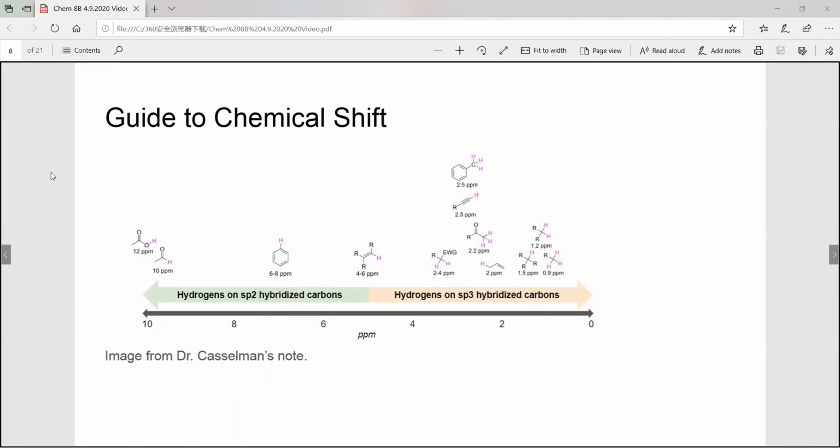So this is a chart that Dr. Castleman showed, and we can see that the aldehyde H and the carboxylic acid hydrogen are rather downfield. That's because they're next to an electronegative group.